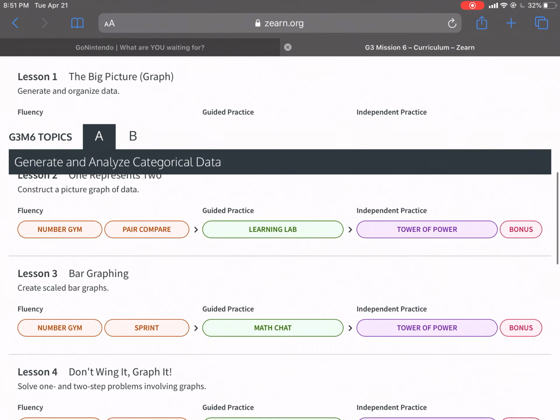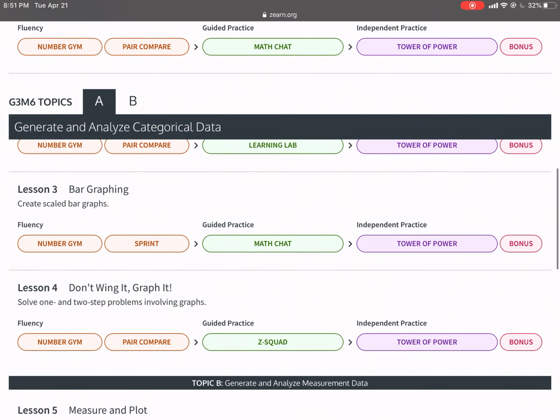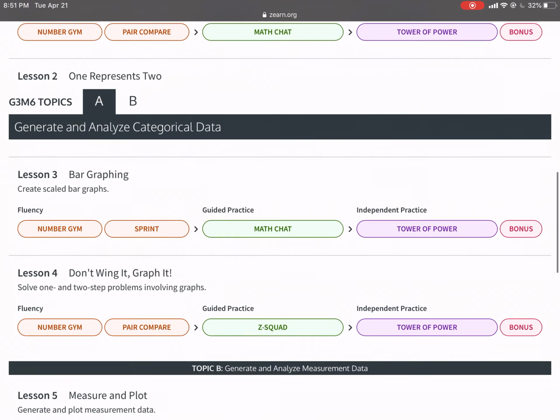Today we are going to begin lesson 3 in our math unit on data.